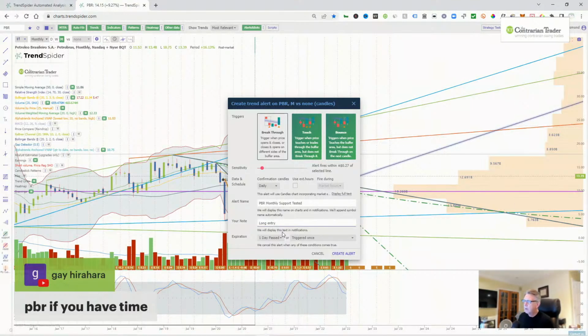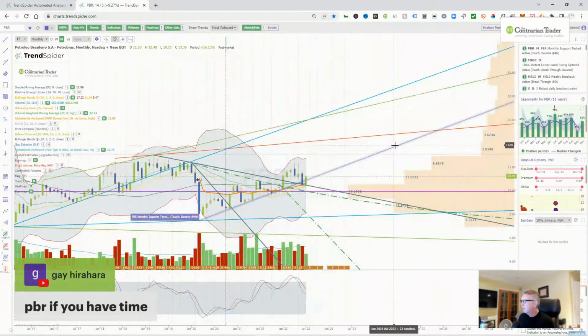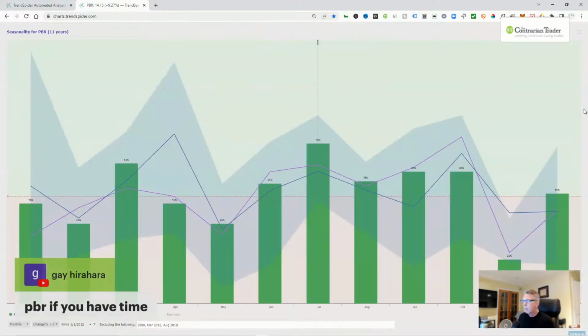I want to go to seasonality on this one. Let's bring up seasonality. We're going to use monthly. I'm going to go back to 2012, that's 11 years. July, we're up traditionally 72%. All right, we know that that's been validated. Seasonality is good. August, you're up about 50% of the time, so slightly positive on the month of August.